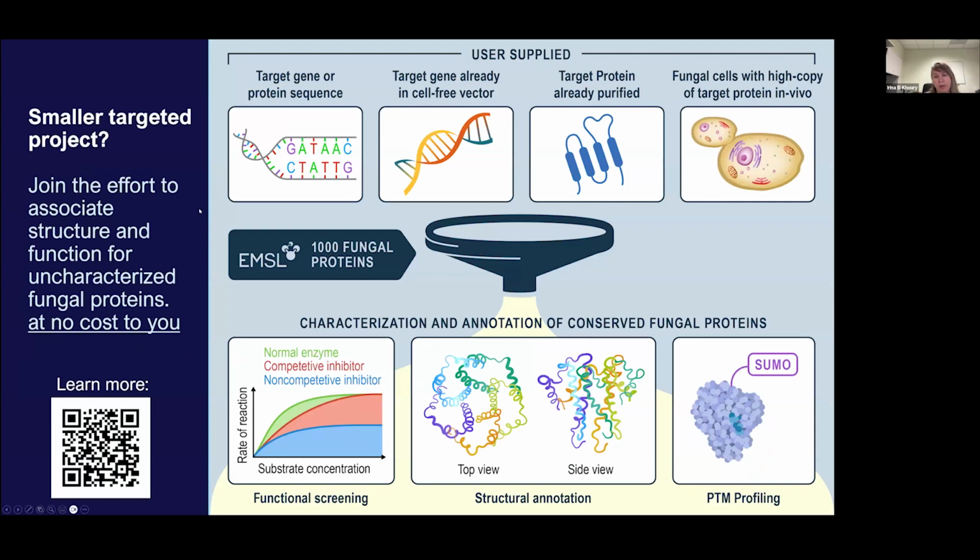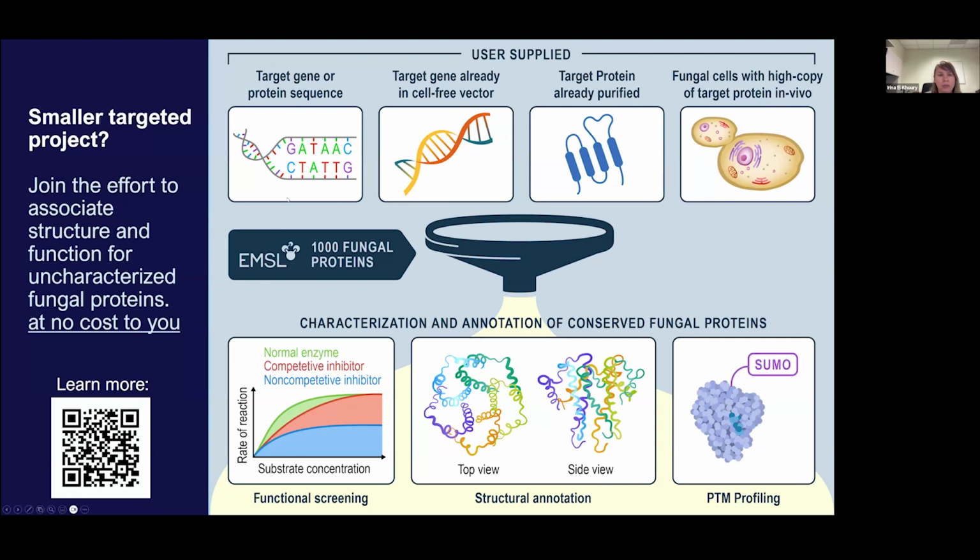However, don't be scared if you don't have enough science that you really want to pursue. You may just have a really small project or a few interesting targets that you identified and you're not ready to submit a large-scale proposal. Please join the effort, and it will be at no cost to you. Just follow this QR code, contact us, let us know that you have a few targets you're interested in working on, and we can see what we can do.